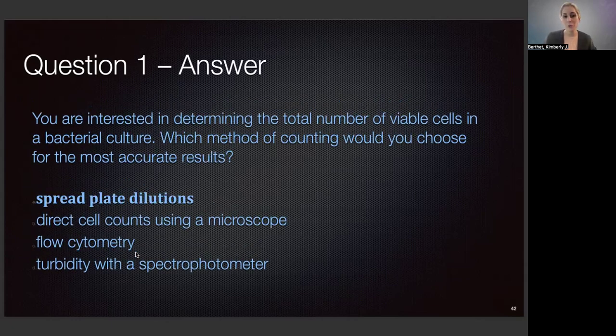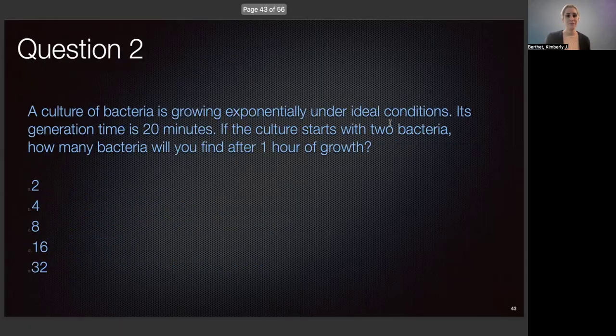So this would be a spread plate dilution. The reason why we would choose a spread plate dilution here is because the microorganisms are living. They need to grow in order to be enumerated here. So they're living. Other methods that we're looking at here don't necessarily tell us the difference between living cells and dead cells. And the key in the question was that we wanted viable cells.